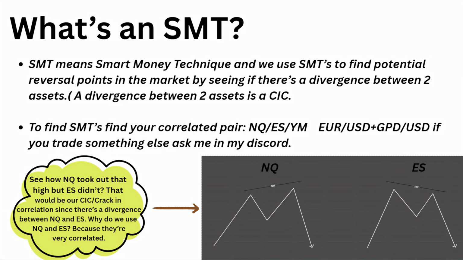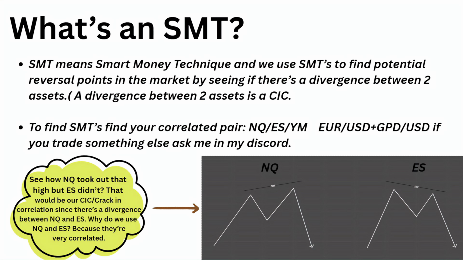See how, for this example that we have right here, we have NQ. NQ has this high right here and then this high. NQ takes out that high that we see. But what happens on ES? ES has this high right here, the same high as this one. And we have this high right here, the same high as this one. But price doesn't take that high out. In fact, this high doesn't go high enough to take this high out. I know I said a lot of highs, but just see how NQ took out that high, but ES didn't. That would be our cracking correlation, or SMT, since there's a divergence between NQ and ES.